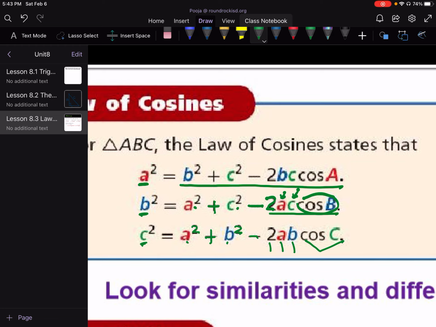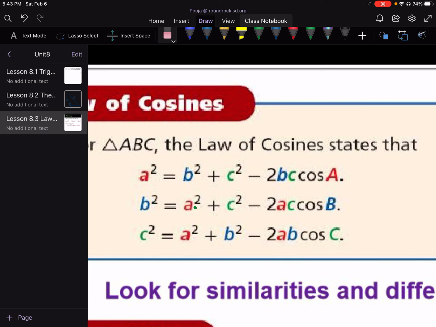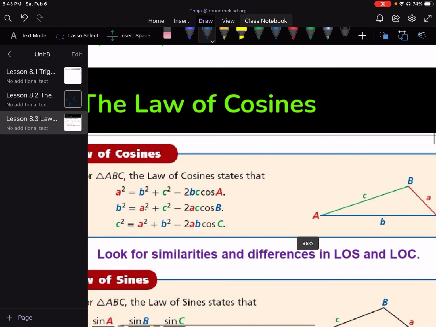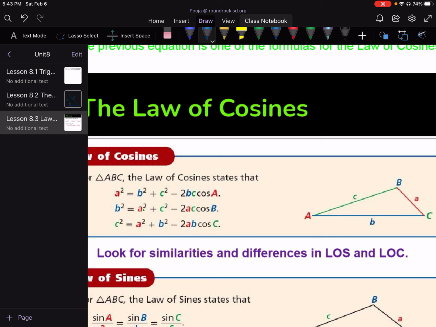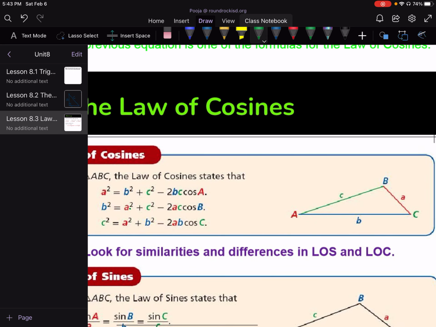Now, this is all one formula. It's just written in 3 different styles to accommodate depending on what side and what angle are given to us. But if you understand this, it's one formula. See if this makes sense. Angle A, angle B, and angle C.